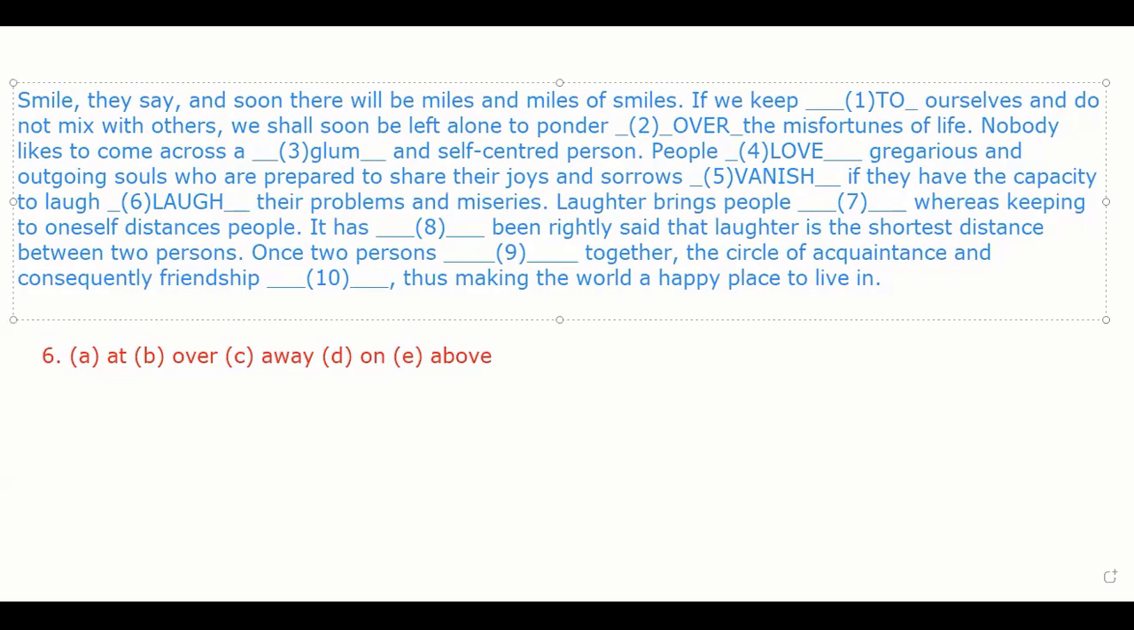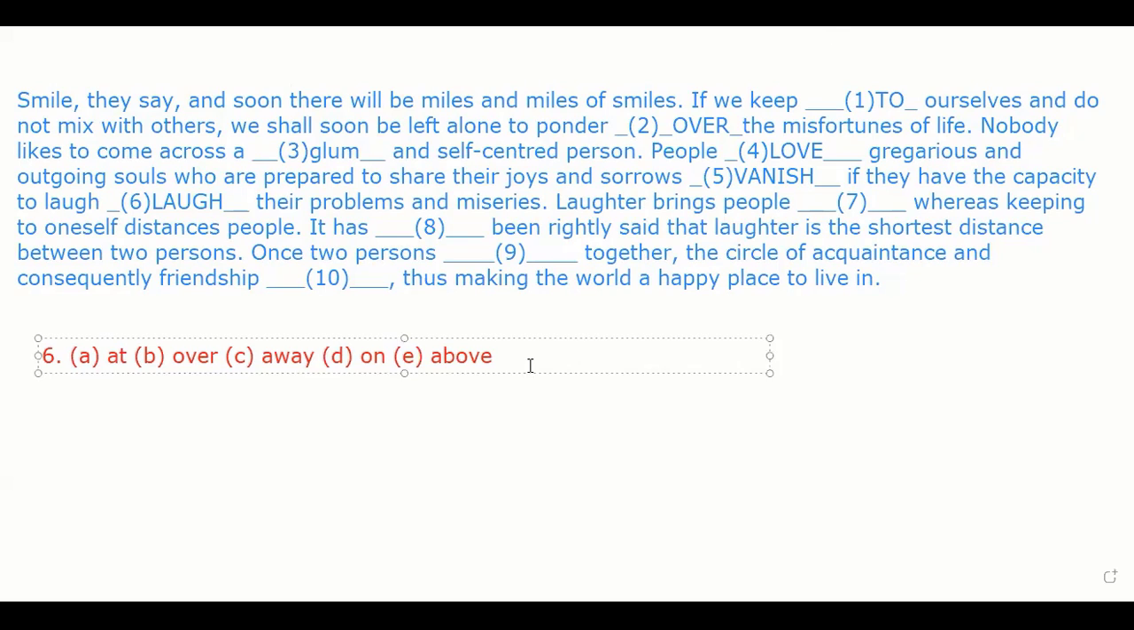Sachintia, you said B or C, the same reason? Yes, sir. Is everyone clear about it till now?